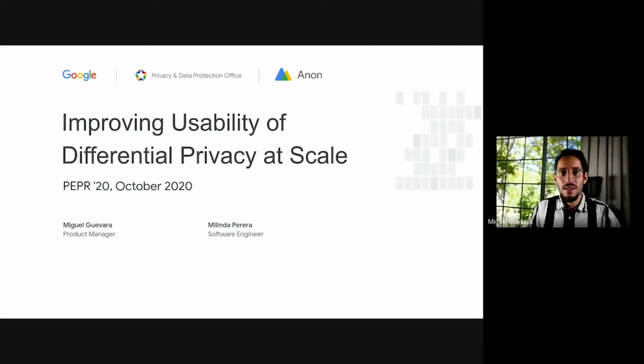And I am Miguel, and I am a product manager at the anonymization team at Google. And today we'll talk to you about the ways in which we are improving usability of differential privacy at scale.